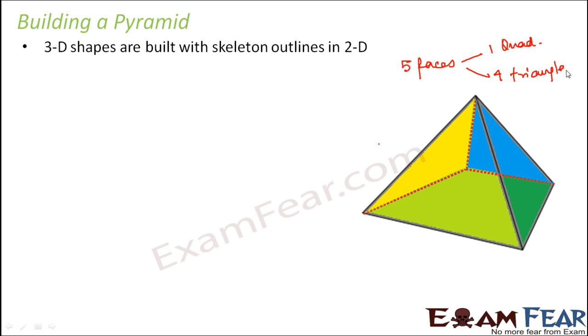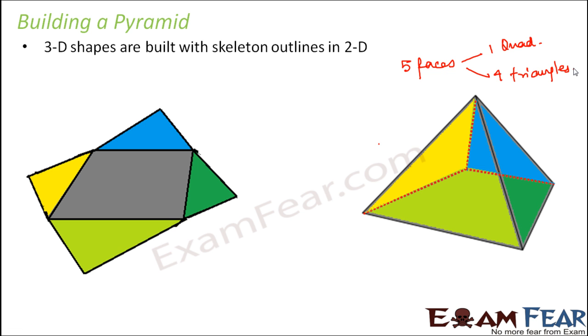So how can we make it from a two-dimensional skeleton outline? The outline would look somewhat like this. If you take a sheet of paper and draw the patterns in this way, you draw a quadrilateral and then draw 4 triangles on each side of the quadrilateral. Now you take the corners of the triangles, pull them up and make them meet at one point. So you will get this pyramid. With this simple example, we showed that any three-dimensional shape is actually formed from the skeleton outline of a two-dimensional shape.